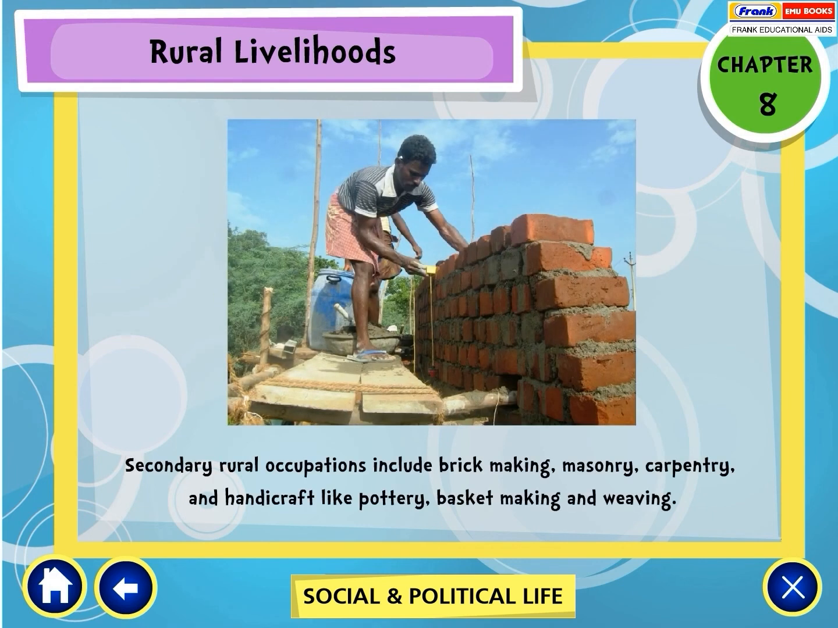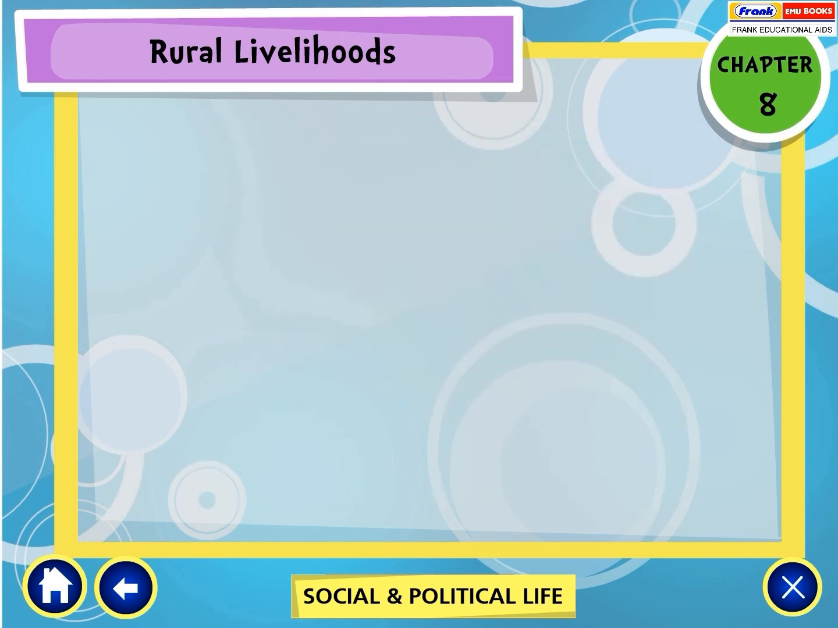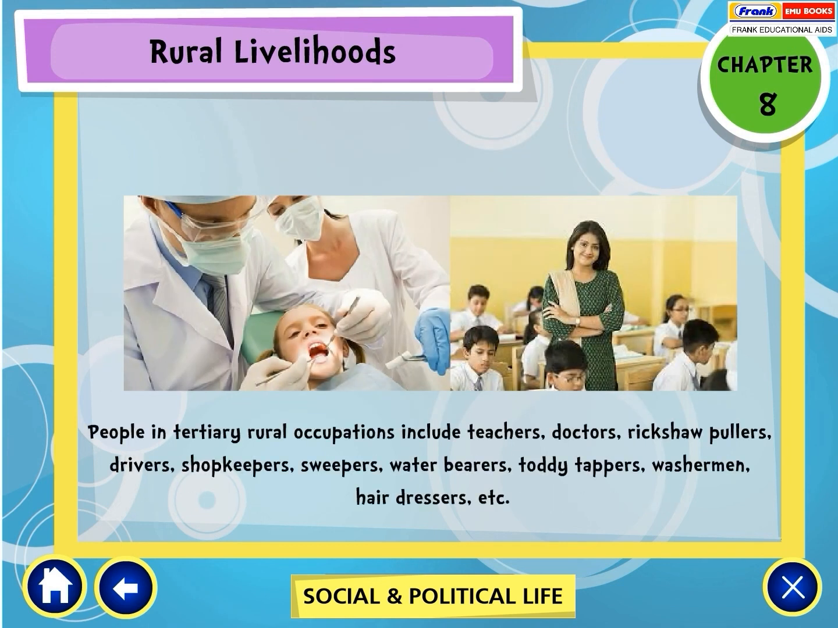Secondary rural occupations include brickmaking, masonry, carpentry, and handicraft like pottery, basket making, and weaving. People in tertiary rural occupations include teachers, doctors, rickshaw pullers, drivers, shopkeepers, sweepers, water bearers, toddy tappers, washermen, hairdressers, etc.